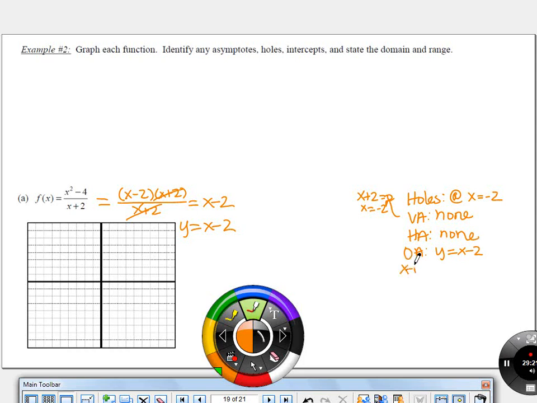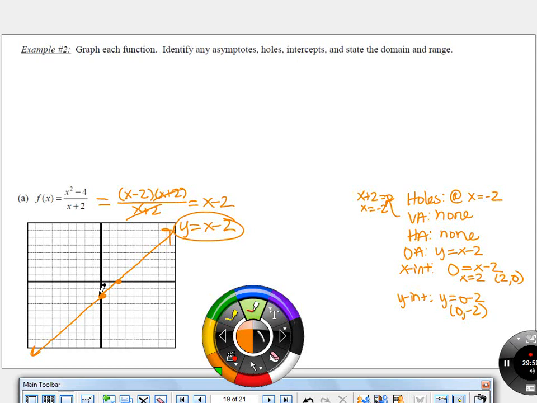Then for x-intercepts, I'm going to take this simplified version of the equation and set y equal to 0 and get that x is equal to 2. So I expect it to cross at 2, 0. And for y-intercepts, I'm going to plug 0 in for x, which gives me the point 0, negative 2. Now, if I just plotted this function, I am just plotting a line whose x-intercept is positive 2, 0 and y-intercept is 0, negative 2. So there's our line.